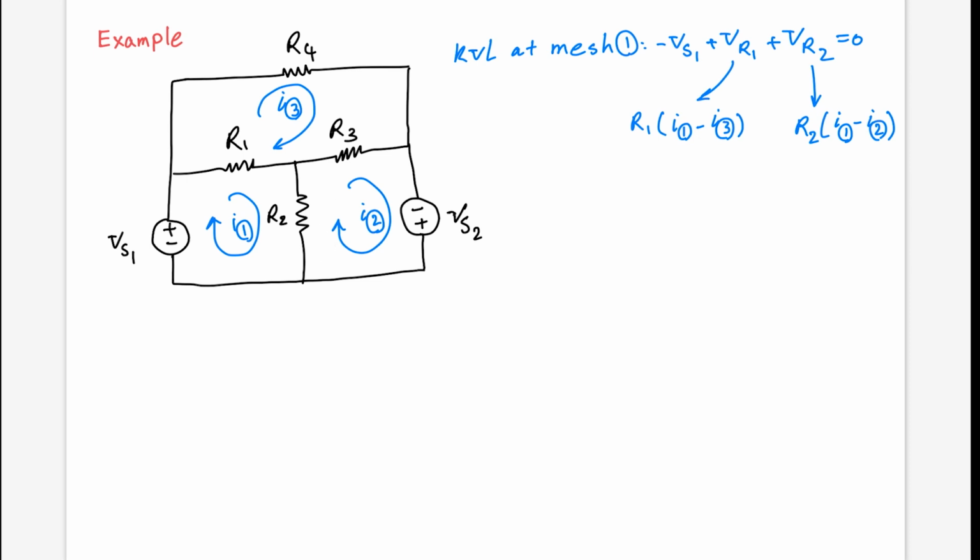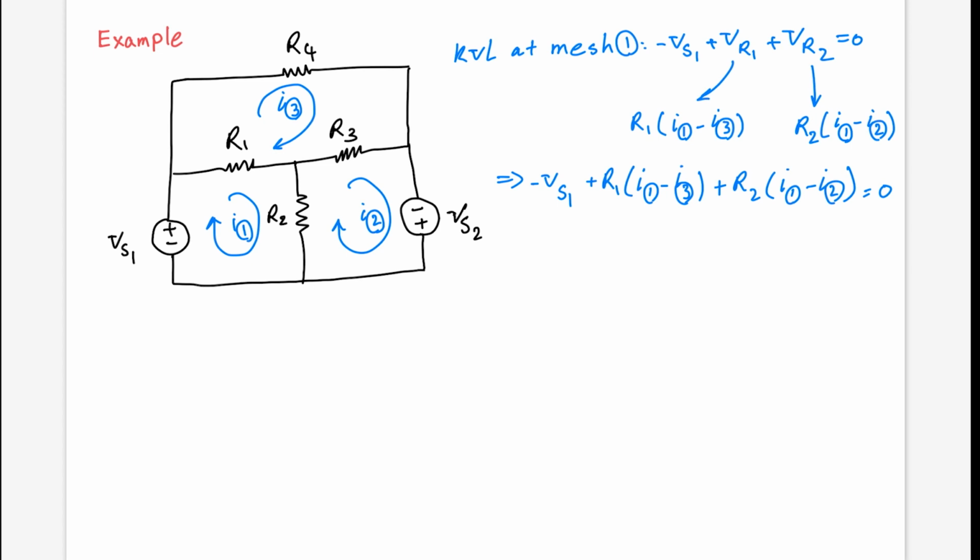Now let's write and organize the KVL at mesh 1. It will be minus VS1 plus R1 times I1 minus I3, plus R2 times I1 minus I2, equal to 0. So this is our first equation that we have found.